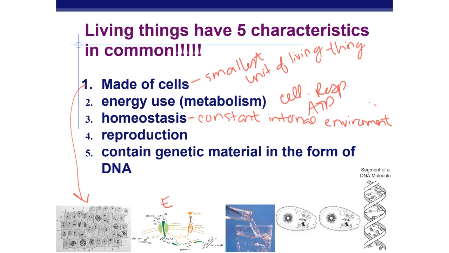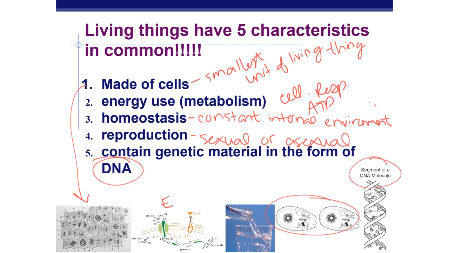Living things also have to be able to reproduce, whether that's sexually or asexually, that doesn't matter. Whether they're doing binary fission like a bacterial cell would do, or they're doing meiosis and producing gametes like a mammal would, they have to be able to reproduce on their own, and they have to contain genetic material in the form of DNA. So they can't just have any nucleic acid in there. They have to have DNA, double-stranded, with the order of those bases determining their genetic information.